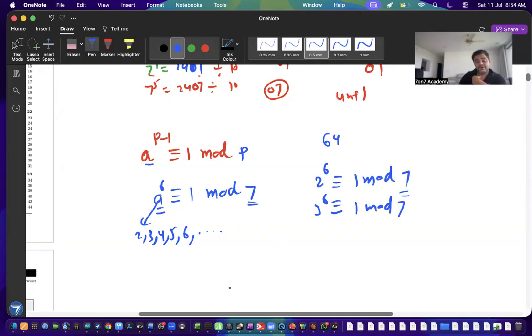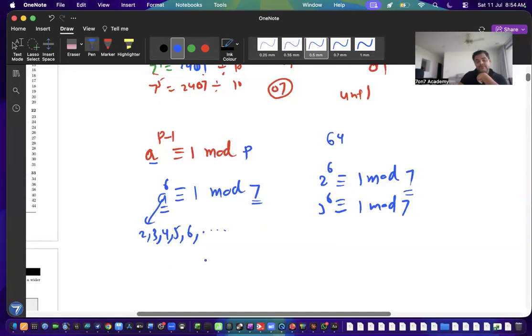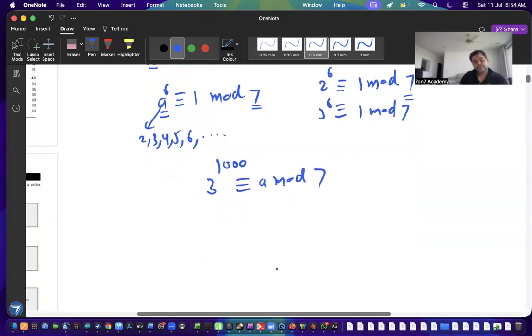So what is the use of it? Why am I doing this? Because I want to simplify. If I have 3 raised to 1000 and I want the remainder when I divide by 7, Anvika, how will you do that? I think I would break 3 into multiples of 6, not 7. Yes, multiples of 6. So beta, if you divide 1000 by 6, what remainder will you get? Try to find that out first.